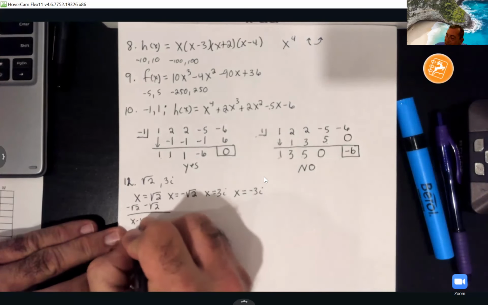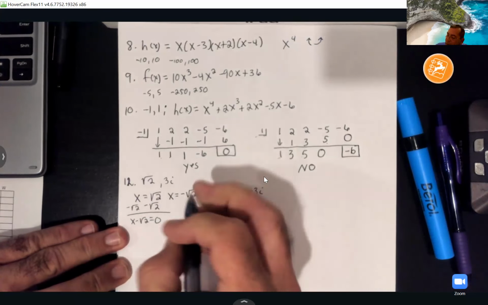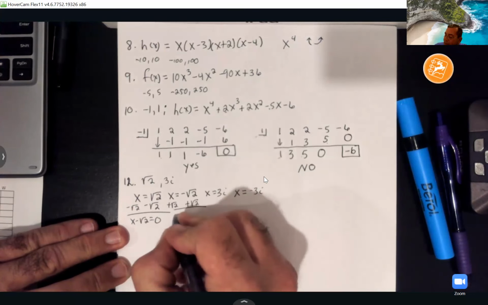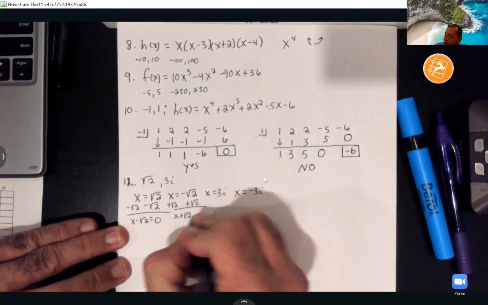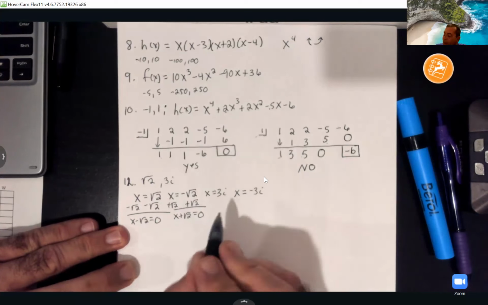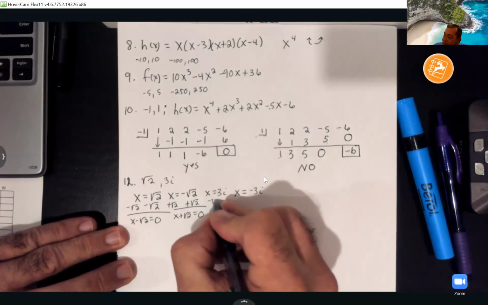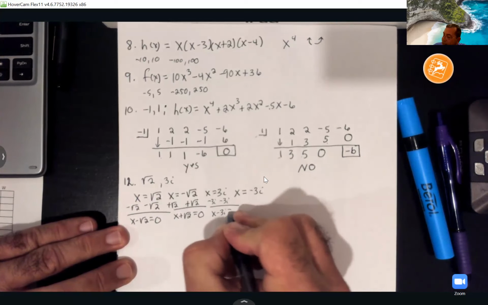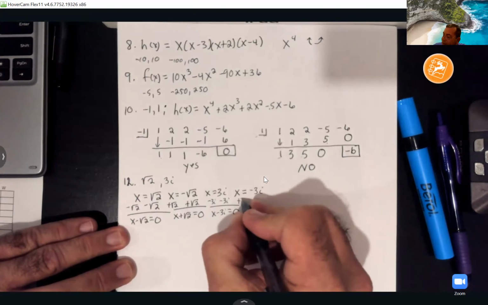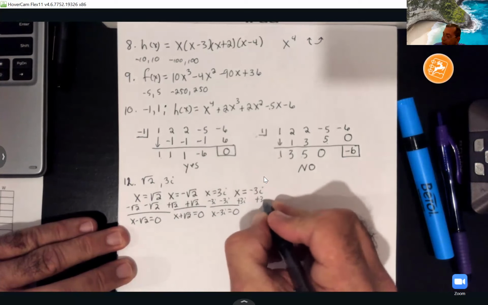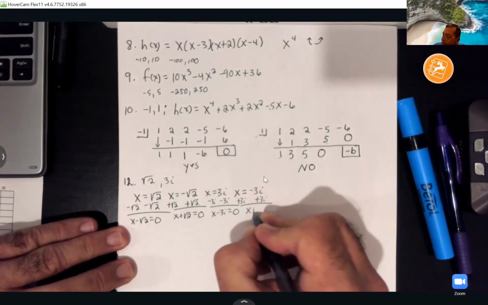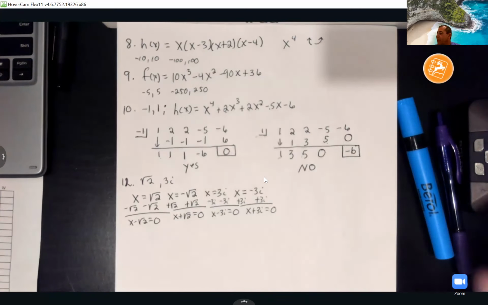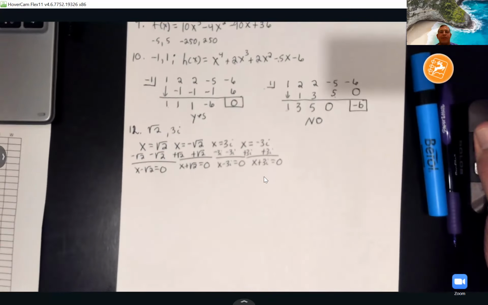So I get x minus square root of 2 equals 0. Here I'll add on both sides. x plus square root of 2 equals 0. Here I'll subtract 3i and get x minus 3i equals 0. And y'all finally will add 3i and get x plus 3i equals 0. So we got our factors.